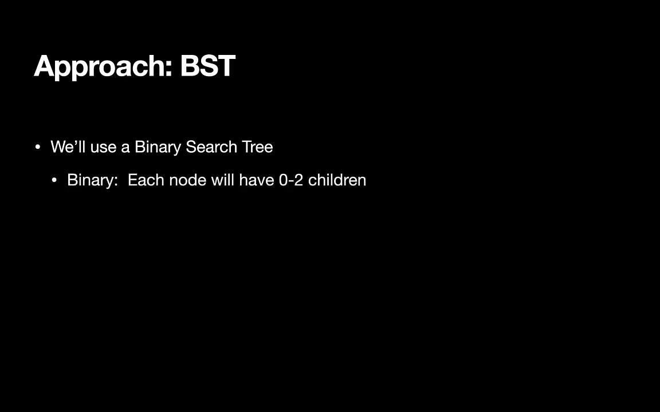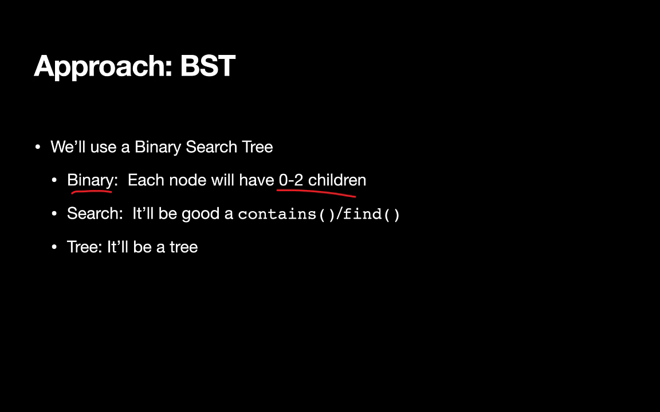Okay, so we're going to be using BSTs, binary search trees. So the name probably means exactly what you'd expect it to mean. So binary, each node will have 0 to 2 children at the most. So binary is in 2. The S stands for search. It'll be good at contains and find. And the T stands for tree. It'll be a tree. So like all of our trees, it'll have a root. And the root is actually where our tree starts, and consequently, it's where all of our operations will begin.